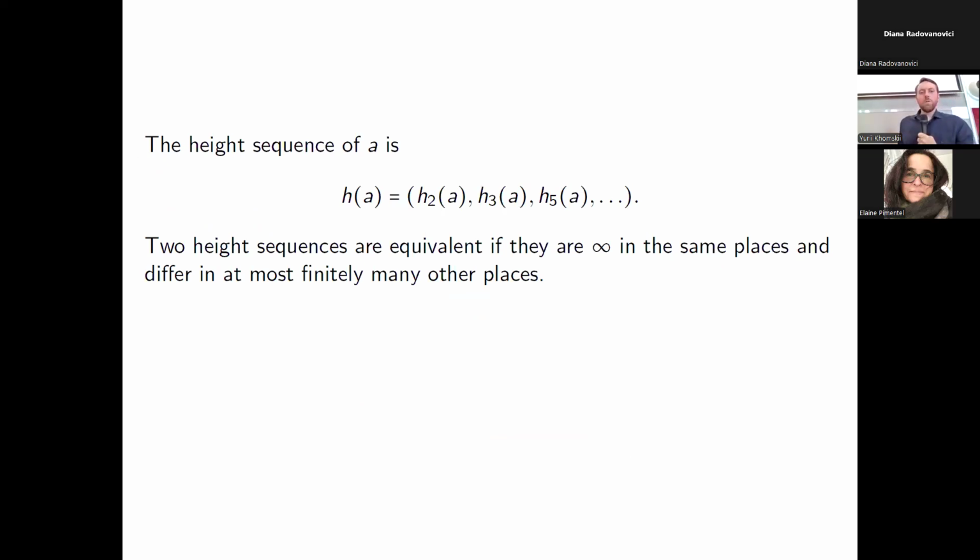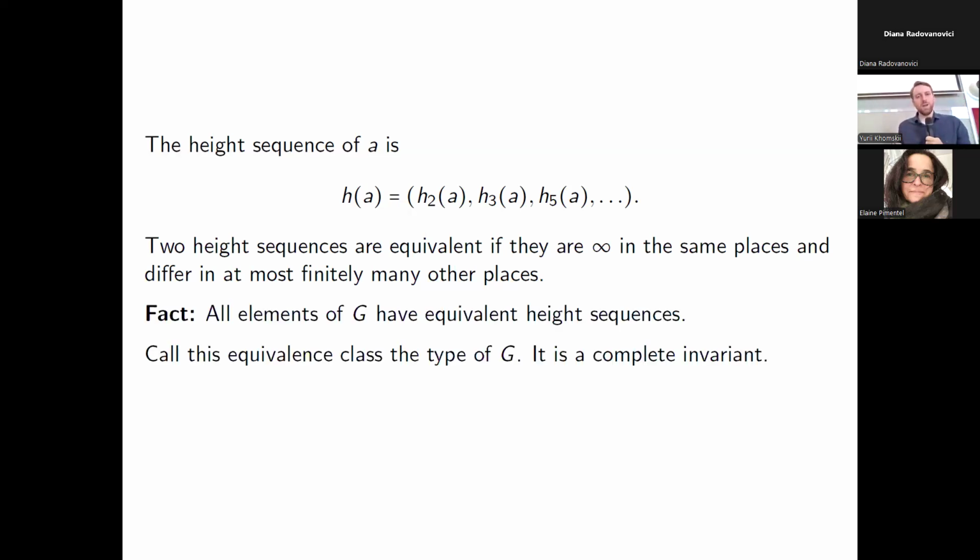And we're going to say that 2 height sequences are equivalent if they're essentially finitely different from each other. So they should be infinity in exactly the same places, but otherwise you're allowed to change finitely many places. So we'll have some examples on the next slide. But the point is that all of the elements of the group have equivalent height sequences.